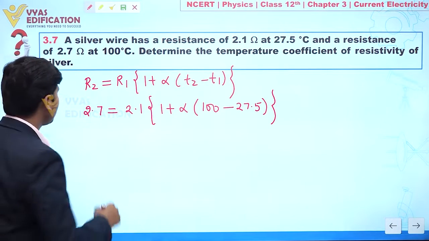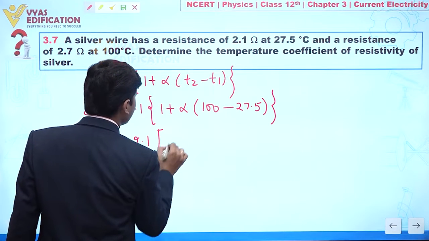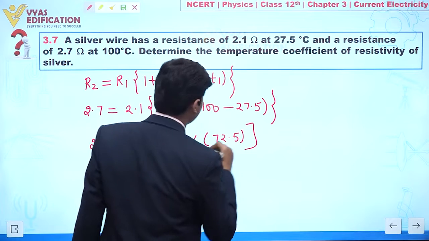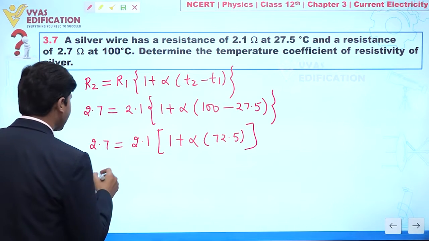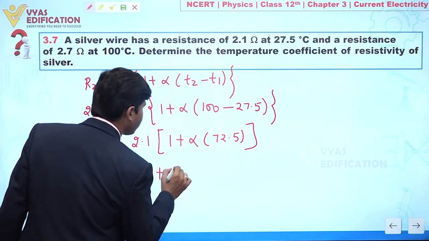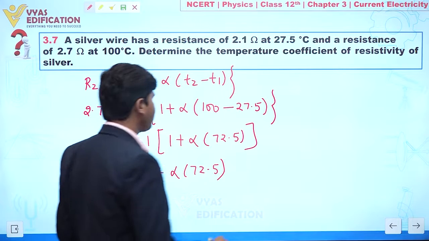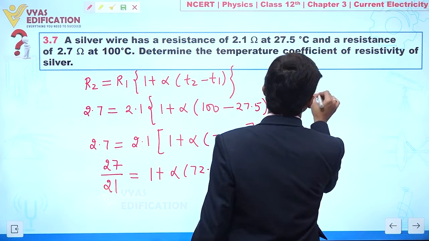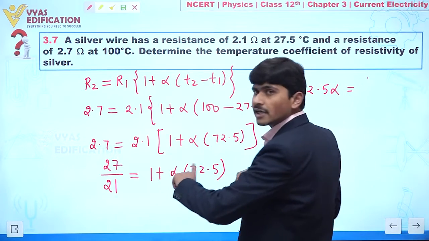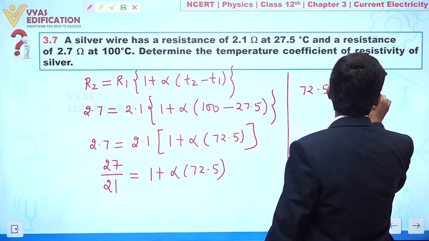So from here we can say this is 2.7 equal to 2.1 times (1 plus alpha times 72.5). So now we can write like this: 27 by 21 is equal to 1 plus alpha times 72.5. So from here we can write: 72.5 alpha is equal to 27 by 21 minus 1. So if you take LCM 21, we can say this is 6 by 21.